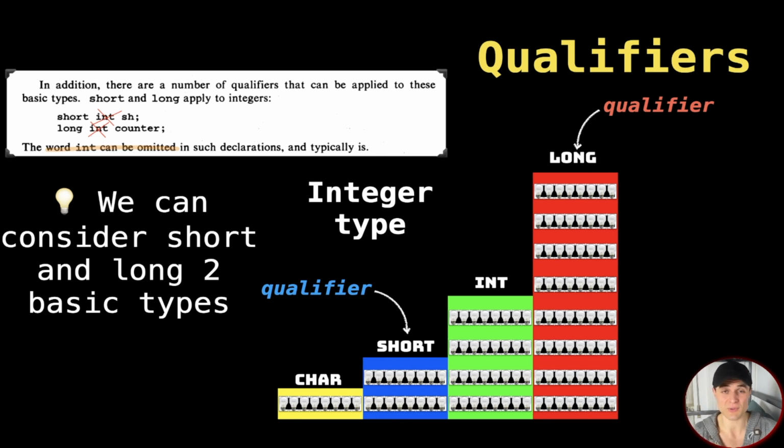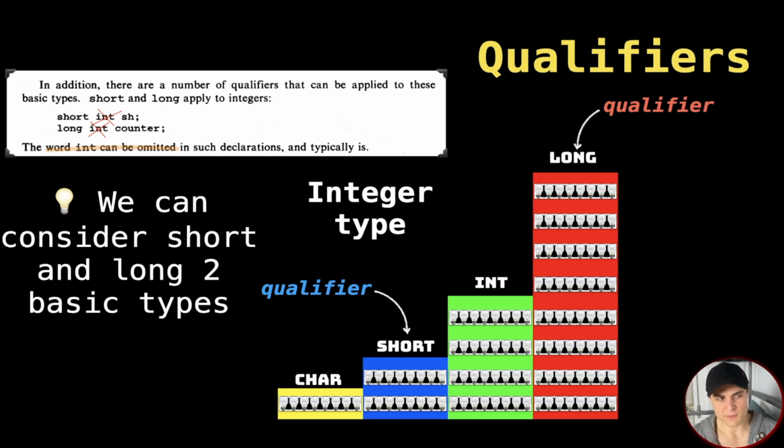We cannot use qualifiers such as short along with floats, with real numbers. So in every practical sense, short and long are like basic data types, such as char and int, right? You can just perceive short and long like two basic data types, even though you now know that these are just qualifiers. You will never find in code short int sh or long int counter. You just find short and long, okay?